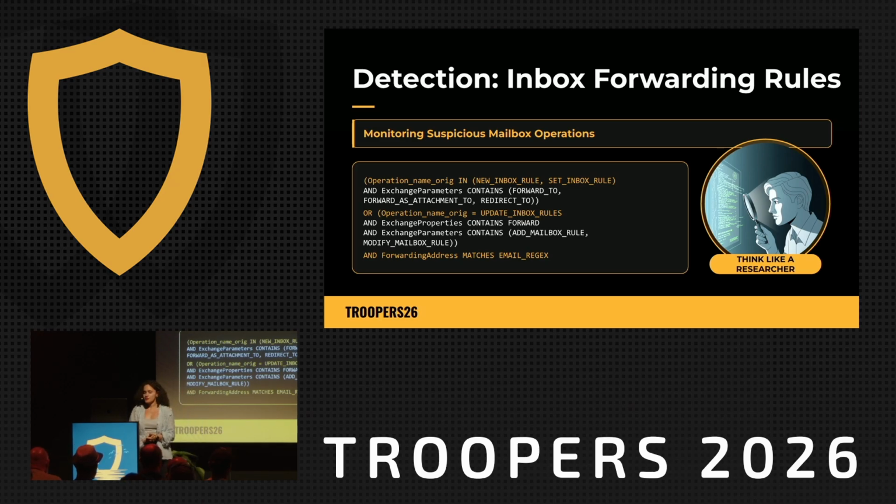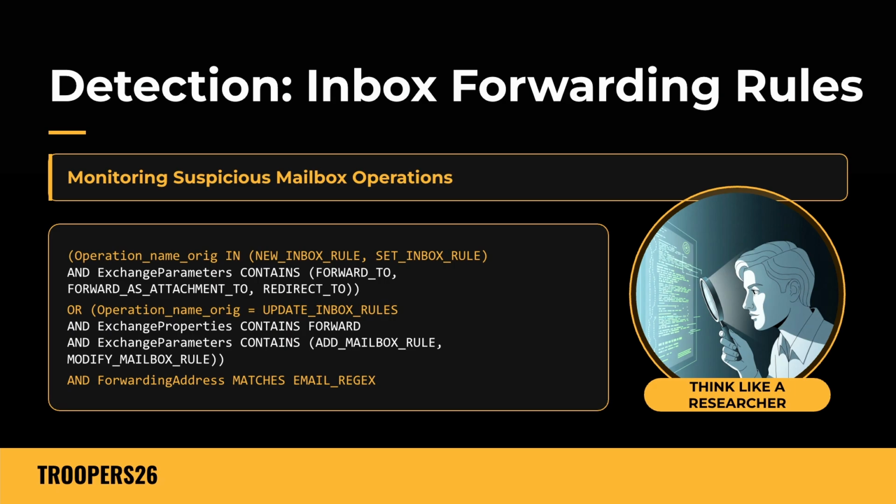I want to start with a concrete detection example, inbox forwarding rules. And what I want to show you here is not the exact query or a final alert, but just the logic behind how we approach detection. The first step is narrowing the problem space. And we'll start with a simple question. Show me all inbox forwarding rules. To answer that, we go to Exchange audit logs and focus on operations that create or modify inbox rules across the different Exchange APIs.